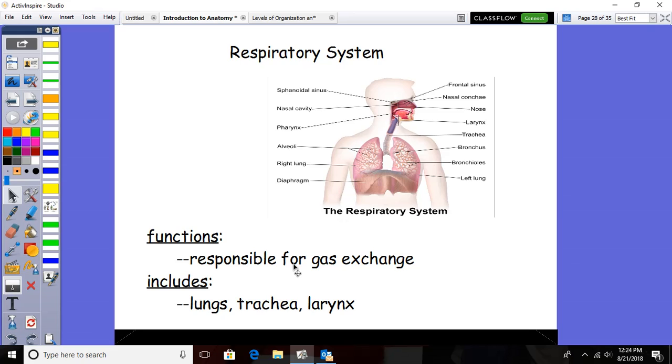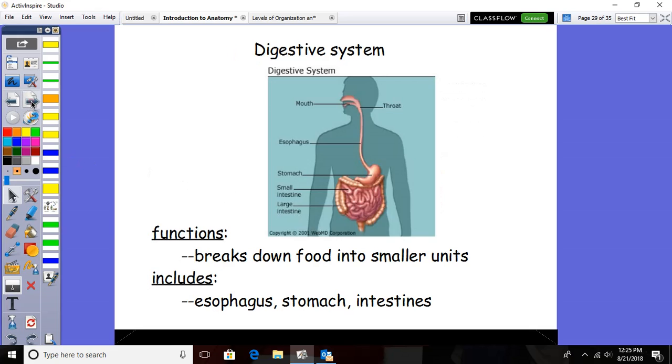And so we say that the respiratory system is responsible for gas exchange. We're breathing in oxygen and we're breathing out carbon dioxide. The other organ that you see here is your larynx, at the very top, right above the trachea, and that is your voice box.